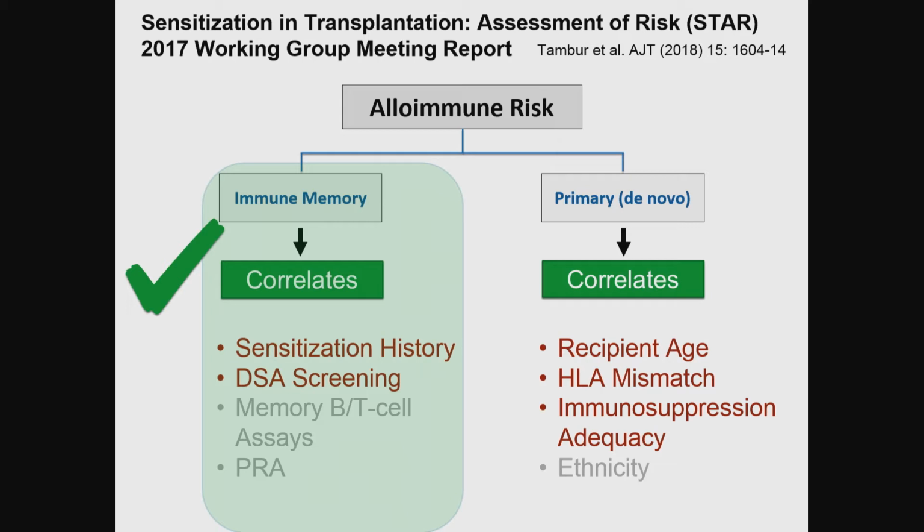And of course, we live in a global society where there's genetic admixture, and actually self-reported ethnicity is becoming less and less precise over time. And if you think about this list, it's a pretty small list. And in fact, if you consider what's available at the time of transplant, it's even smaller, because at that point, we really only know about recipient age and HLA mismatch.